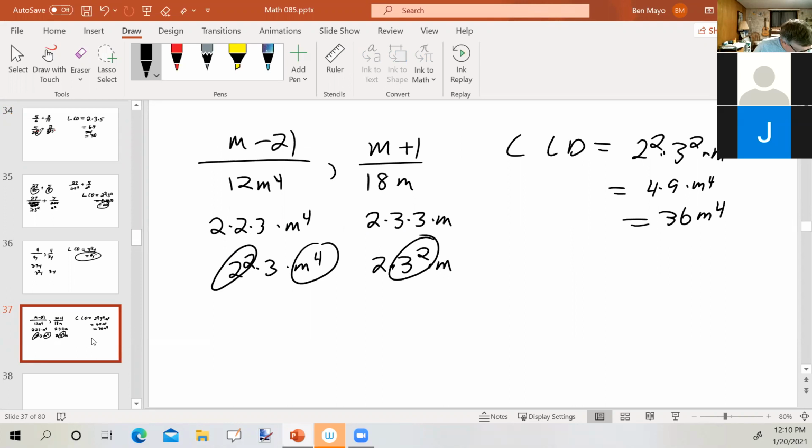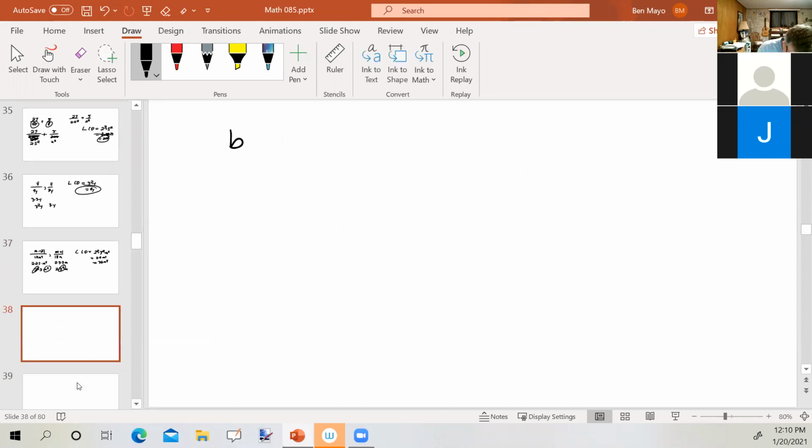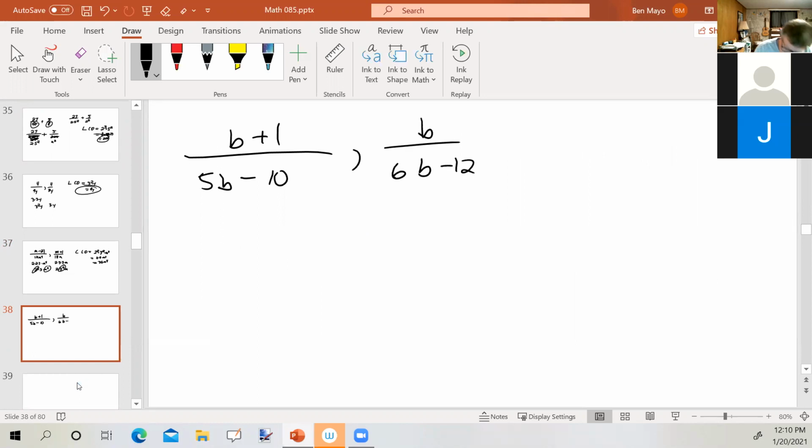Let's see here. B plus 1 over 5b minus 10, and b over 6b minus 12. So I'm going to factor each denominator. This would be 5 times b minus, oops, let's try that again. Sometimes the eraser works, sometimes it doesn't. 5 times b minus 2.